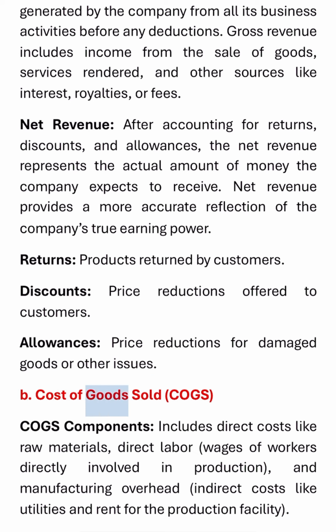B. Cost of goods sold, COGS. COGS components include direct costs like raw materials, direct labor, wages of workers directly involved in production, and manufacturing overhead, indirect costs like utilities and rent for the production facility.